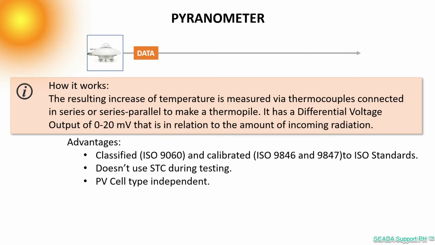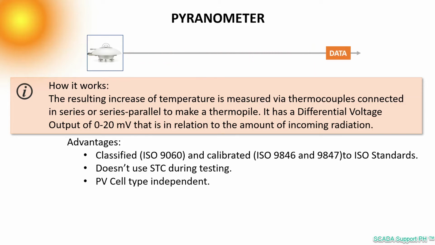PV modules and reference cells, on the other hand, are specified under Standard Test Conditions, or STC. These are conditions of 25 degrees centigrade ambient temperature, 1000 watts per meter squared global solar irradiance, air mass of 1.5, and no wind. These conditions are far from realistic values in the real world, while the pyranometer shows the real-world performance with a more accurate measurement.